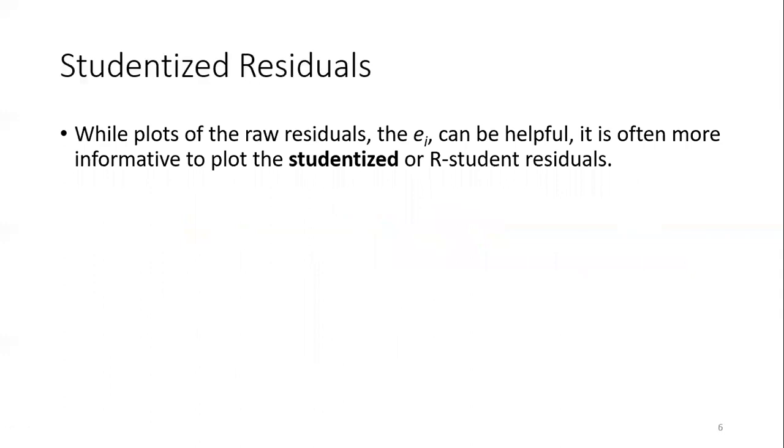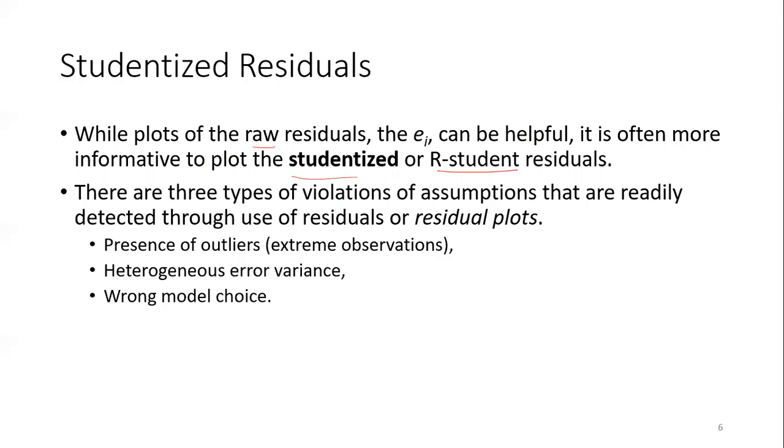While plots of the raw residuals, the unstandardized ones, can be helpful, often it's more informative to plot the studentized or the R-student residuals. There are three types of violations of assumptions that can be detected through the use of the residuals or the residual plots. First, the presence of outliers. What's an outlier? We will see them in detail in the next slide. It's a sort of extreme observation.